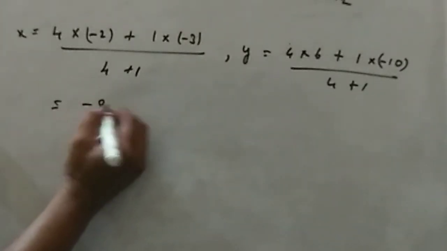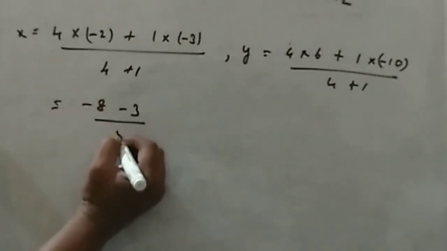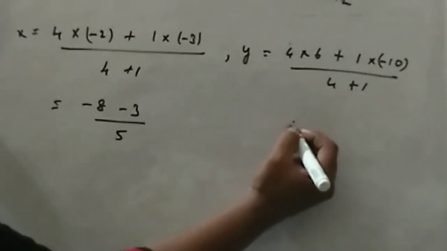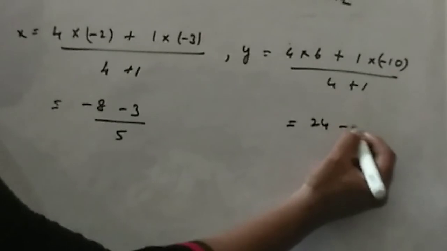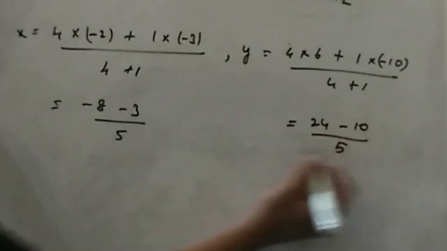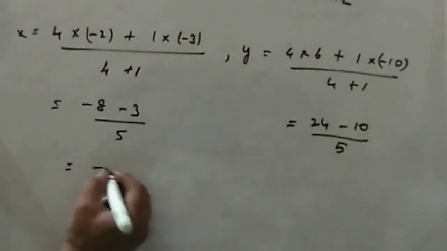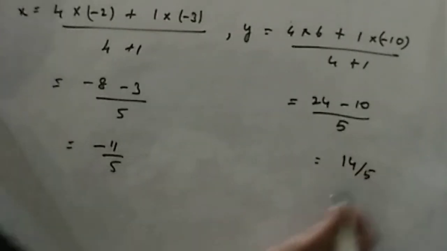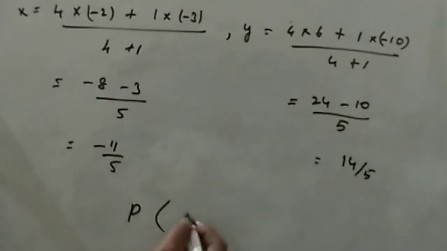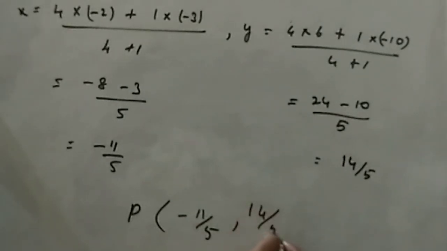So -8 minus 3 upon 5, and here 6 fours are 24 minus 10 upon 5. So you will get -11 upon 5 and 14 upon 5. So P is (-11/5, 14/5). This is the answer.